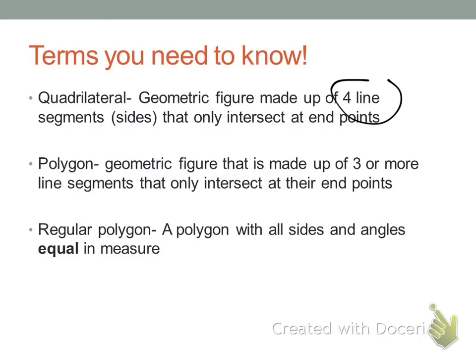A polygon is a geometric figure. What is that a fancy term for? Shape. It's a shape that is made up of three or more line segments that only intersect at their endpoints. Another important part of a polygon is that it's a closed figure. It is not open. All of the line segments connect to each other. And then you have a regular polygon, and this is a polygon with all sides and angles equal in measure. So that would be a regular polygon. Those are some of the terms. Again, all three of those terms are in section 10.4, and you need to make sure that you know them.